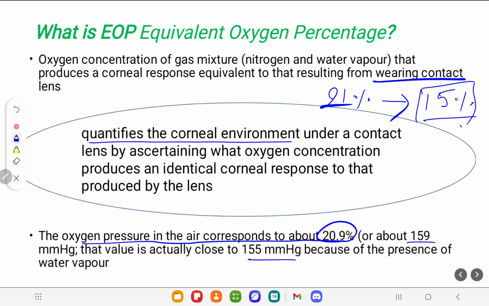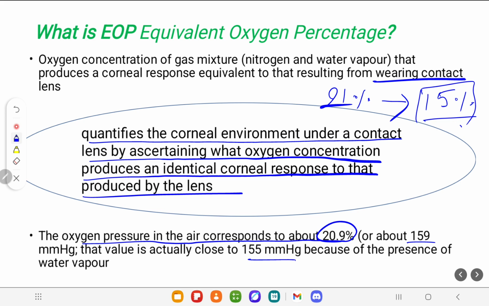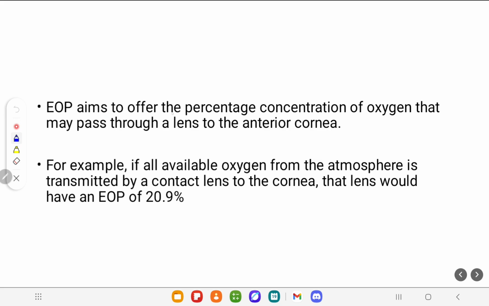So we quantify the corneal environment under the contact lens by ascertaining what oxygen concentration produces a corneal response identical to that produced by the lens. It basically means there is a corneal response, and what concentration of oxygen will create that response, so that we come to know that this is the equivalent oxygen pressure or oxygen percentage. Equivalent oxygen percentage aims to offer the percentage of oxygen that may pass through the lens to the anterior cornea, and if we reduce it, there is a response, and we can say that this response comes at this level of equivalent oxygen percentage.